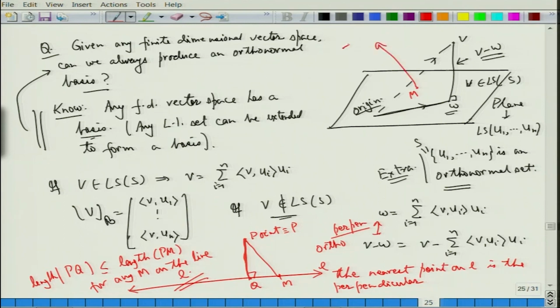I will get something which will be summation i equals 1 to n of alpha i u_i. Then this point will not be nearest to V, but this is the point which is nearest. So this is what you have to be careful about.